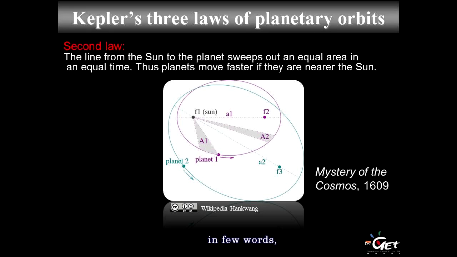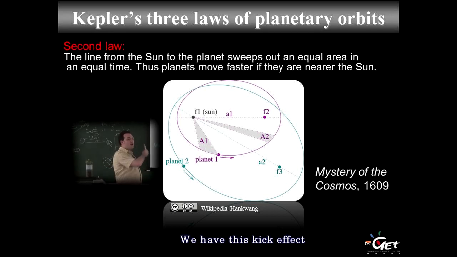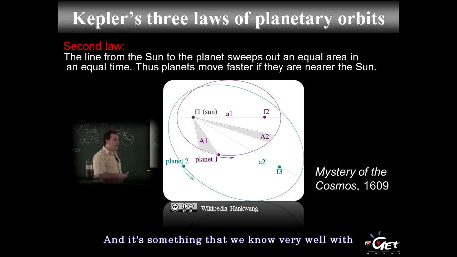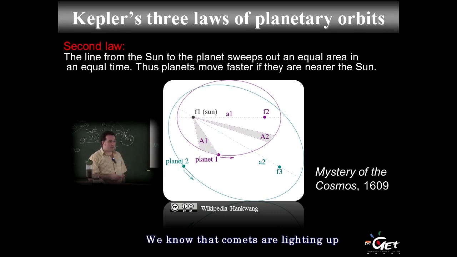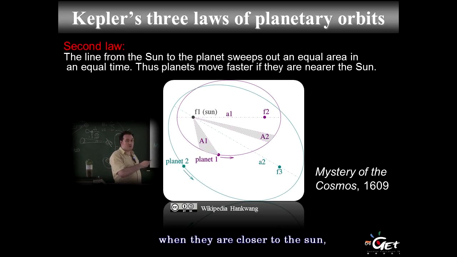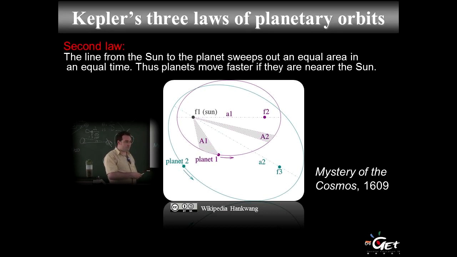So what's happening, in a few words, is that when the planet is going closer to the Sun, it goes faster, and then it's slowing down, and then it's coming closer to the Sun again, going faster, and so on. We have this kick effect when it's coming closer to the Sun. It's something that we know very well with comets, for instance. We'll talk about comets in a couple of weeks. Comets light up when they are closer to the Sun, so they're visible, but only for a very short period of time, and then they take ages to come back. So this second law is just telling you that when an object is orbiting in an ellipse and getting closer to the Sun, it's going faster.